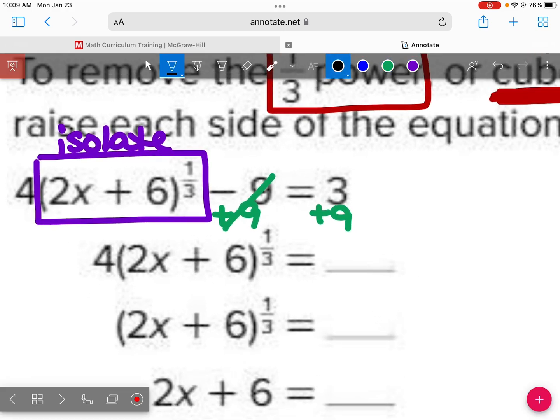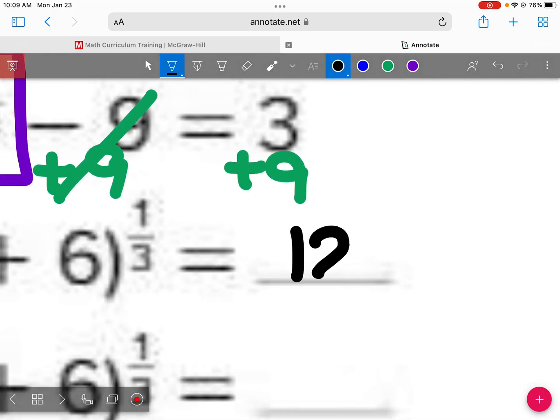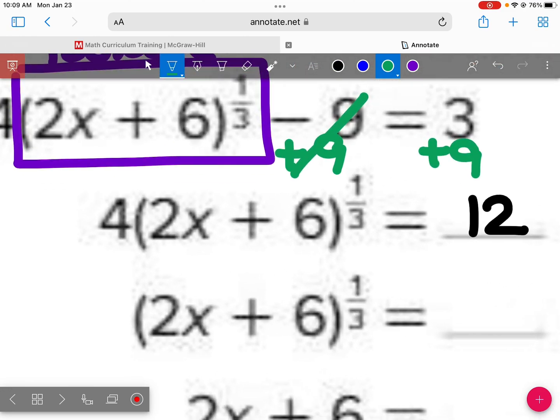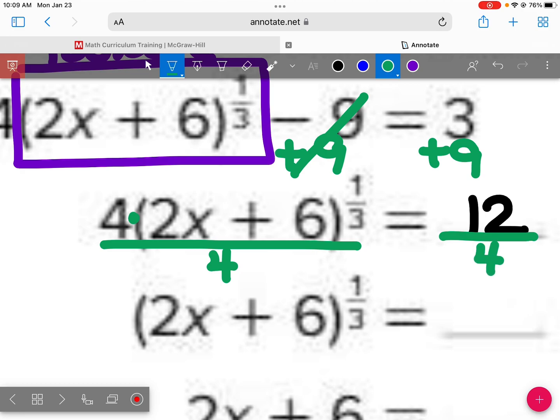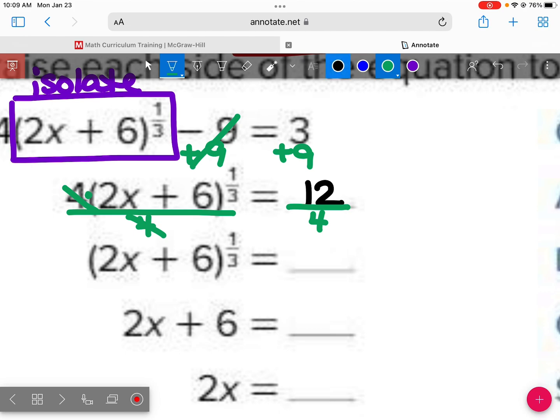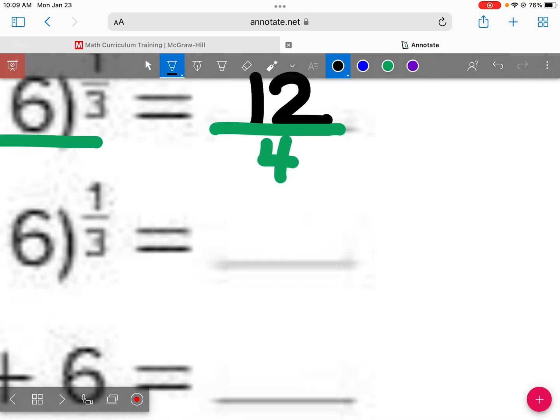3 plus 9 would give me 12. Now I need to get rid of that 4 out in front. What operation would I use to get rid of the 4? Divide it. Right now it's being multiplied by those parentheses. So we're going to divide it. So my 4's canceled out over there. 12 divided by 4 gives me 3.